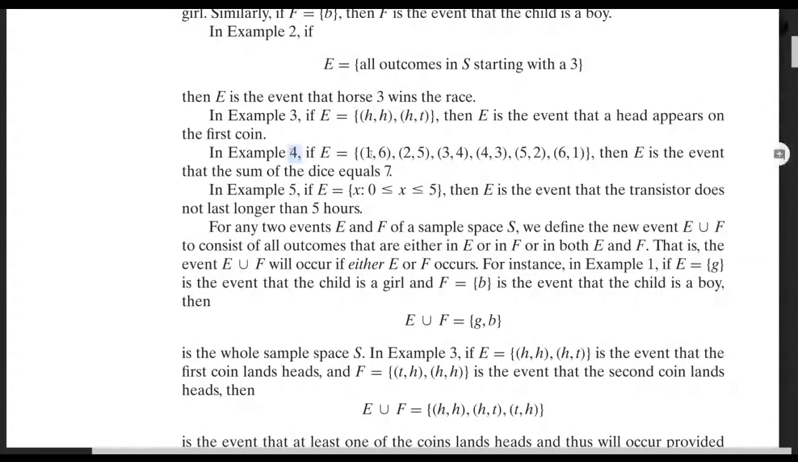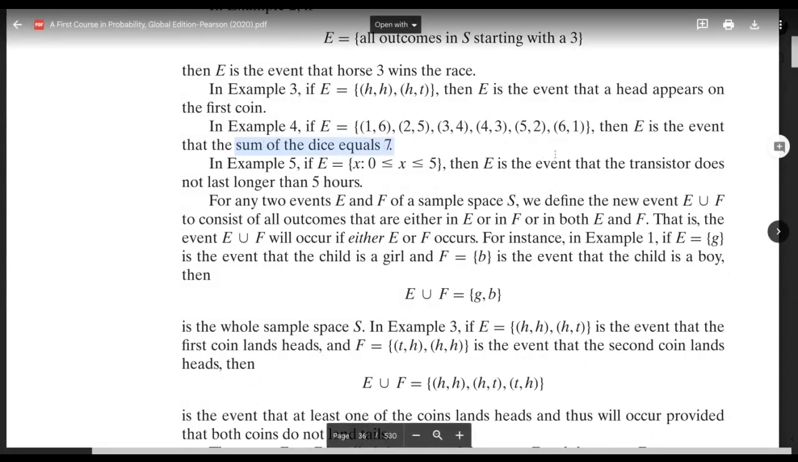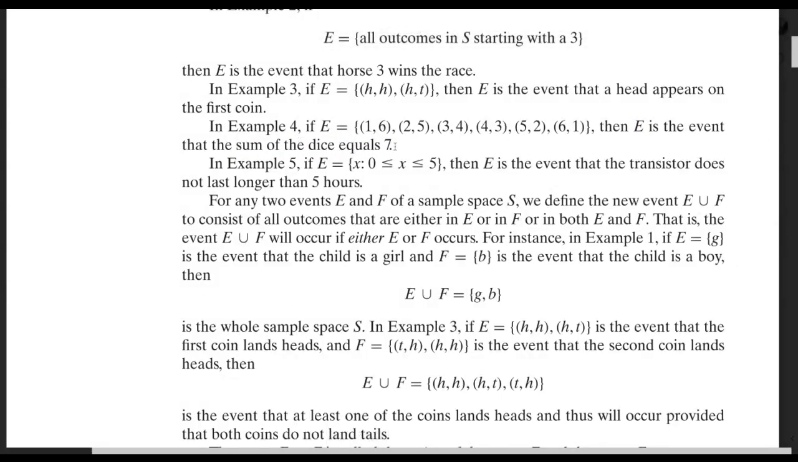In example 4, the event could be, so this is just one example, okay? We could have 2 raised to the number of members, that many subsets. So what about this one? We see the first die landed 1, the second die landed 6; 2, 5; 3, 4. So that means the sum of the 2 dice adds up to 7. So that's the event. The event E is the sum of the dice equals 7.